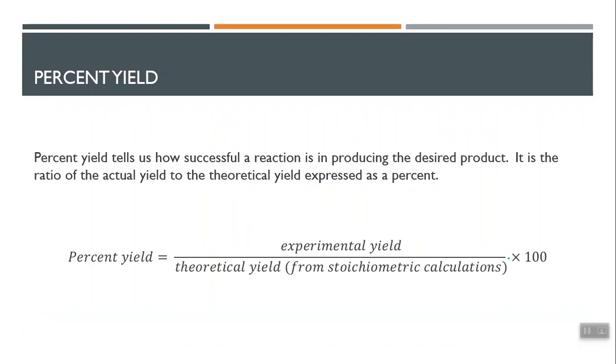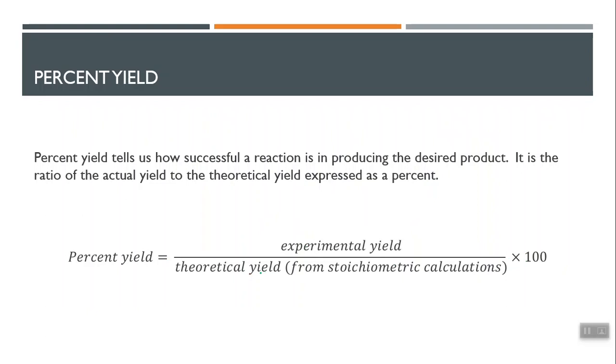So percent yield tells us how successful a reaction is in producing the desired product. It is the ratio of the actual yield to the theoretical yield expressed as a percent. So percent yield is equal to E over T, experimental yield divided by theoretical yield. So E over T sounds like percent error, right? It's not the same thing, okay? So percent error is talking about error, okay? Percent yield is talking about how successful our experiment actually was.